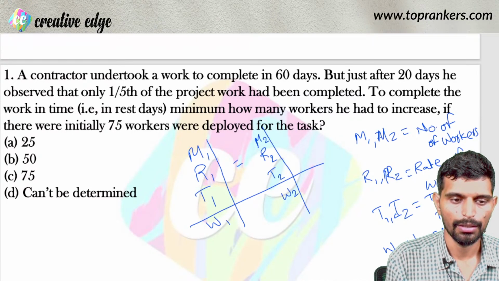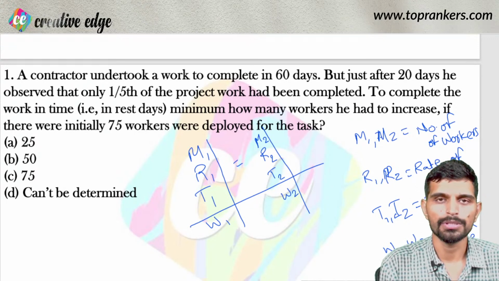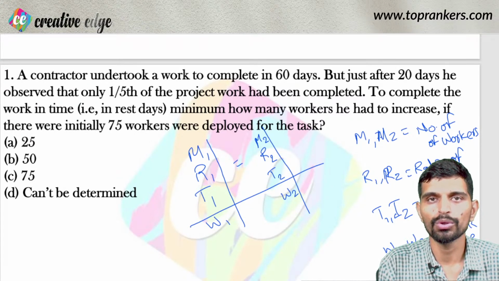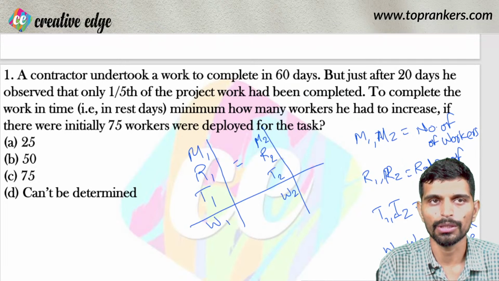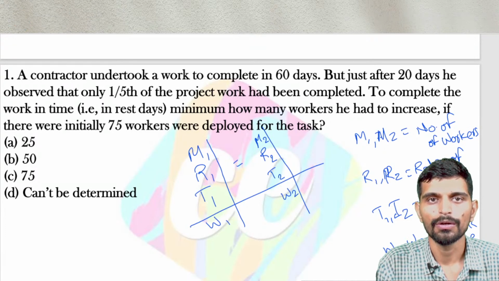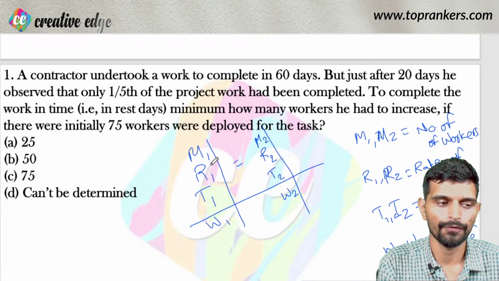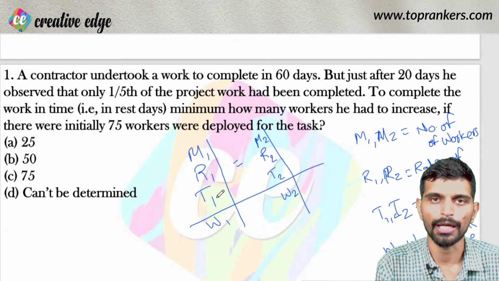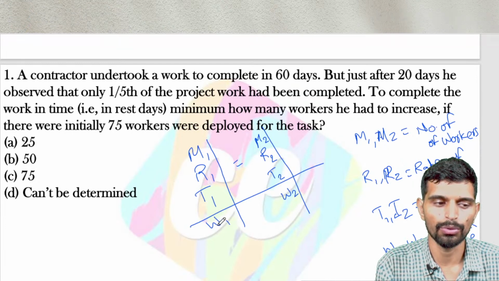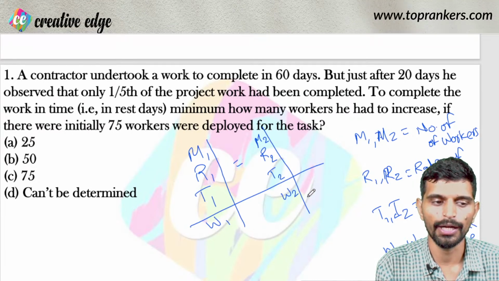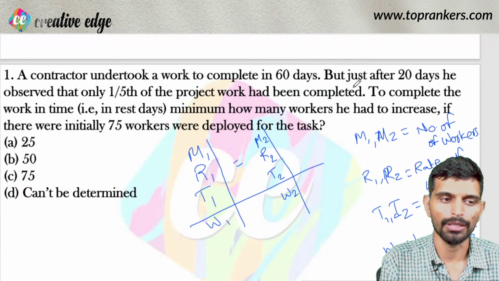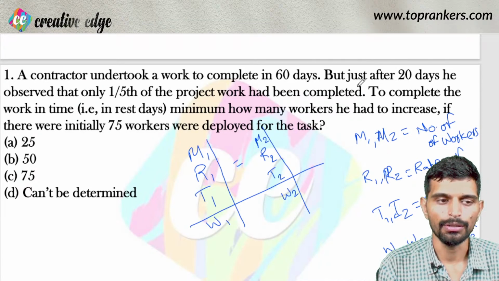Alright. So in this case, what happens here is when we have more than one worker working together and the rate of all the workers is same, then we consider this as M1 R1 T1 upon M2 R2 T2 is equal to W1 upon W2, that is the product of number of workers, rate and time. Ratio of these two terms is equal to the ratio of W1 and W2. So let's apply the same here in this question.